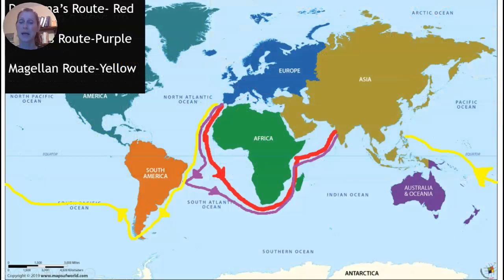All right. So then this is the route. This is Da Gama's route is red. Cabral's route is purple. And then Magellan's route is yellow. So you can see those different routes as they pertain to what they were exploring.